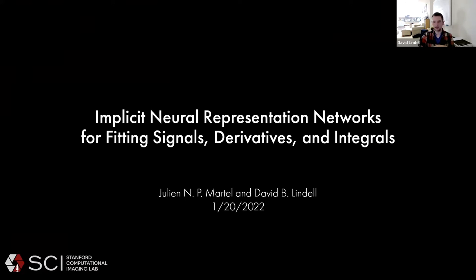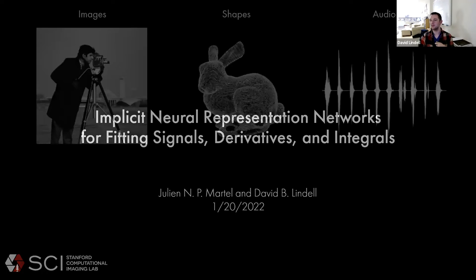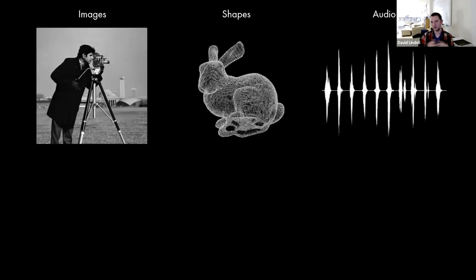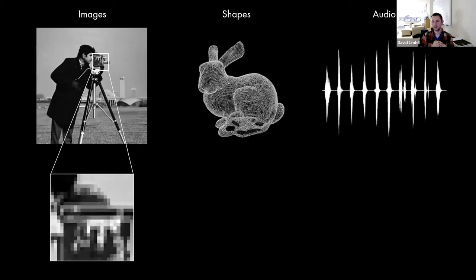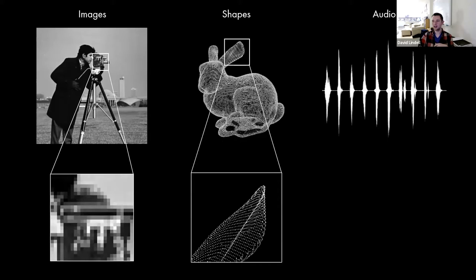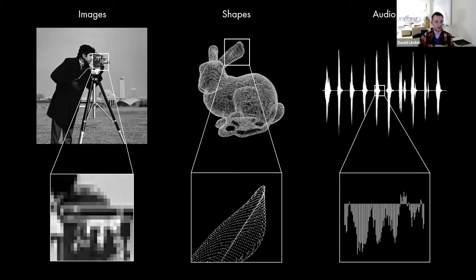Oftentimes the way that we represent signals really has a tremendous impact on how we solve problems. So for example, we might represent signals or images as pixel values in an array. We might represent 3D shapes with a mesh or a point cloud. And we might represent an audio signal with discrete samples in a vector.